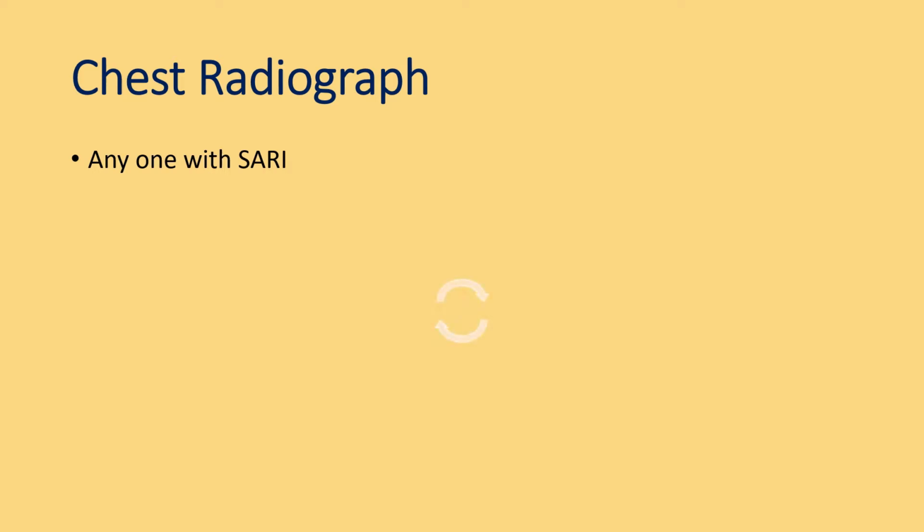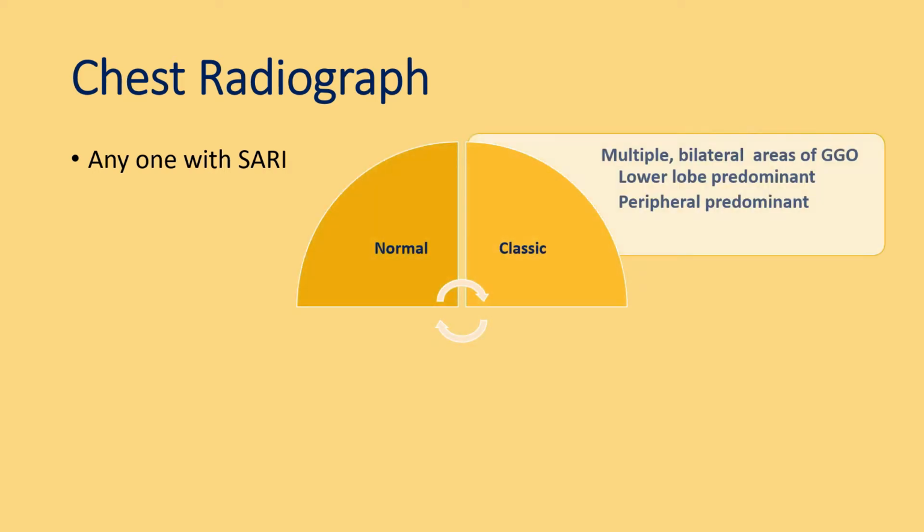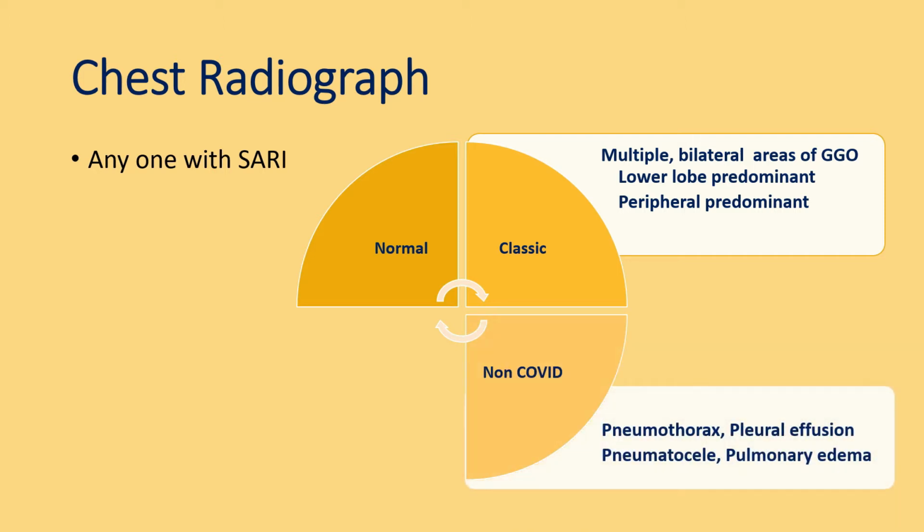Chest X-ray can have normal findings or can have classical findings as multiple bilateral areas of ground glass opacity, which are predominantly peripheral and have a lower lobe predominance. Certain findings like pneumothorax, pleural effusion, pulmonary edema and pneumatocyst formation are uncommon in COVID infection. In many cases, the findings can be indeterminate and will need further investigations.